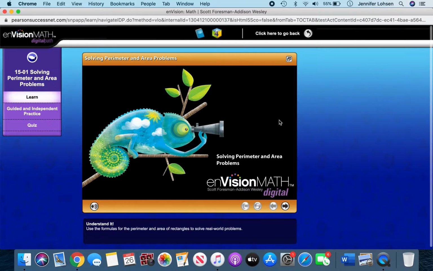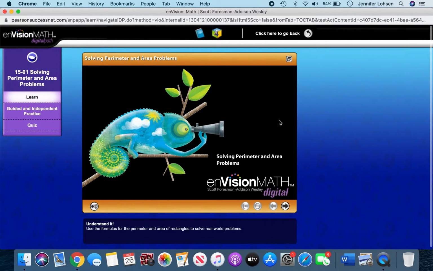We are moving into topic 15 in math. You will not be tested this week for math. That will be at the end of next week, just so you guys know what's coming up. So we are on to topic 15. We are going to be looking today at solving perimeter and area math problems.